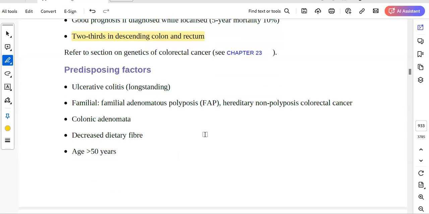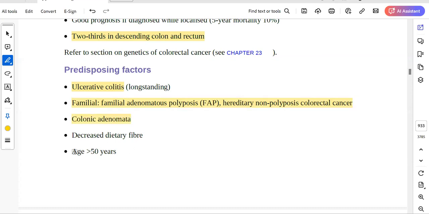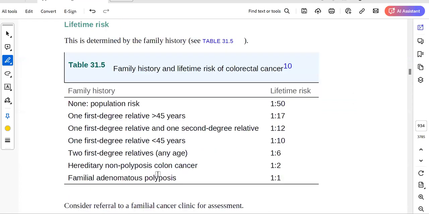So what are the risk factors for colon cancer? The risk factors are ulcerative colitis, familial adenomatous polyposis or HNPCC, which is hereditary non-polyposis colorectal cancer. So these are very, very high risk patients. Colonic adenomata, age above 50, decreased dietary fiber.